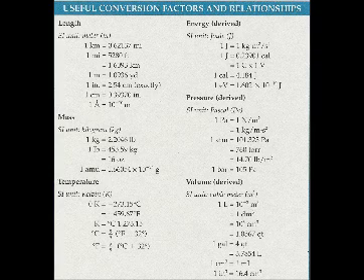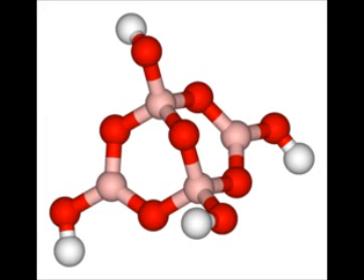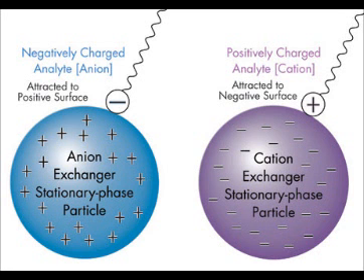A conversion factor is a numerical factor used to multiply or divide a quantity when converting from one system of units to another. An ion is a charged atom or molecule. It is charged because the number of electrons does not equal the number of protons in the atom or molecule. An anion is a negatively charged ion, especially the ion that migrates to an anode in electrolysis.